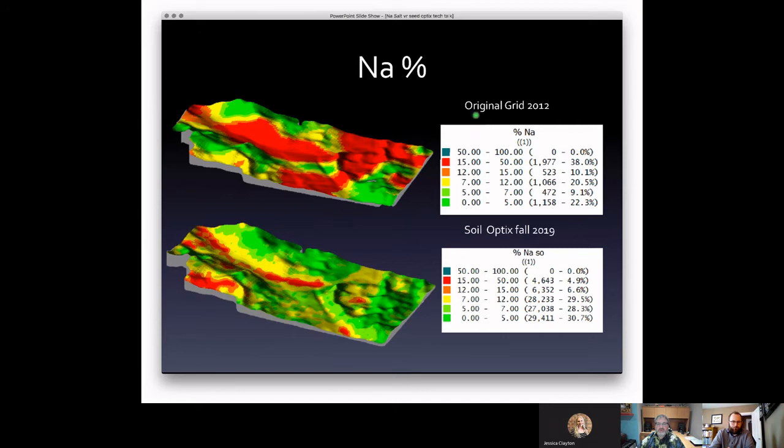So looking at that field with the original grid sample on the sodium side of things, you can see that we've got, what is that, almost 50% of the field above 12% sodium. Now we're down to 10%. You can see those areas are really fine-tuned to small areas. So we've shifted a lot of that field down to where that field needs to be, so the sodium isn't causing us near as much grief as it used to. And we're still chasing it out, and some of it we may never truly cure, but we can manage it now.